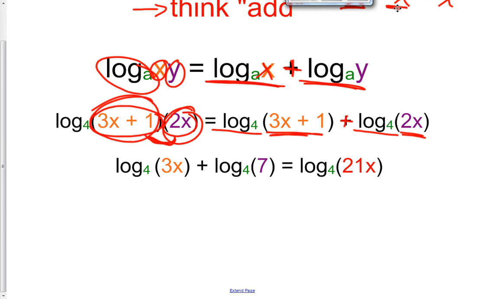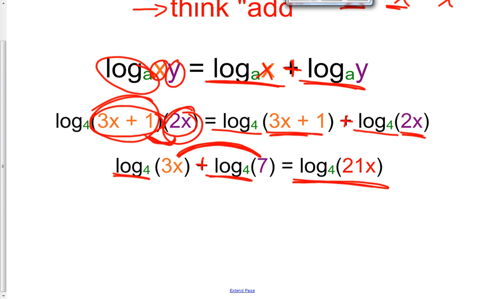I can also think about this the other way around. Right now I see a plus sign right here with the same log base 4 and log base 4. Now I can keep that same log base and multiply 3x times 7. And that gives us log base 4 of 21x. So I could expand these logs and I could also contract them using the exact same property.